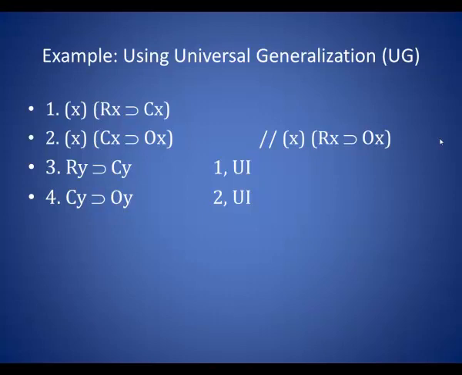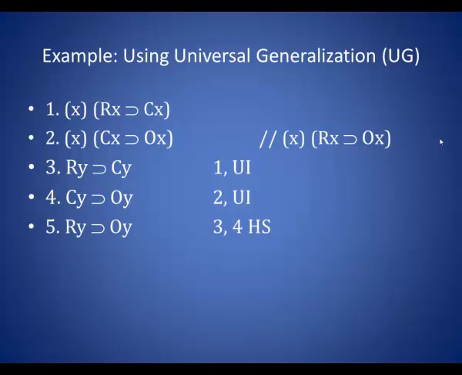So line 3 says if Ry then Cy, and line 4 says if Cy then Oy. So in other words, if I have a y that's an R, then I have a y that's a C, and if I have a y that's a C, then I have a y that's an O. So via hypothetical syllogism, if I have a y that's an R, I have a y that's an O.